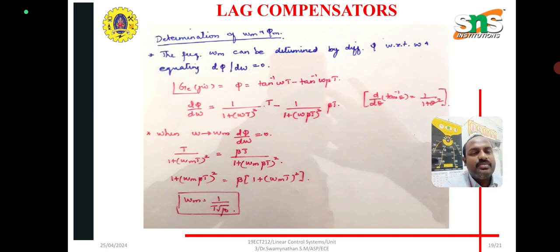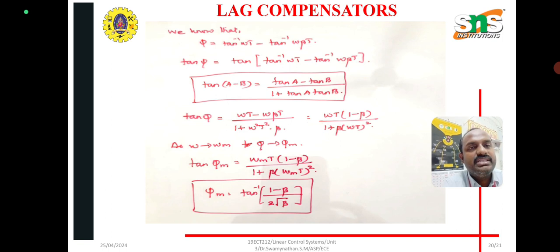Based on this, omega is nothing but omega m, so just substitute the value omega m. Then equate the denominator values, the left hand side denominator and the right hand side denominator. Then you can get omega m equal to 1 by T root of beta. So this is called the lag compensator.